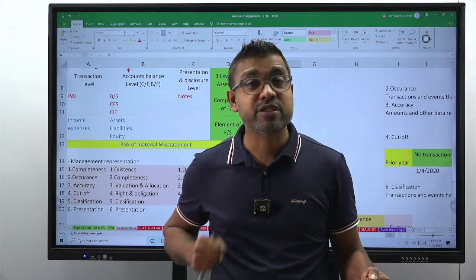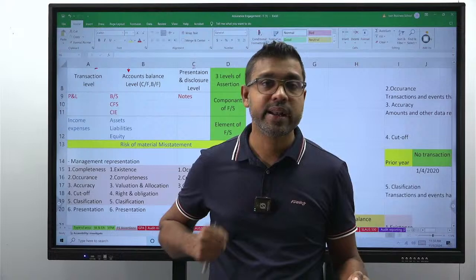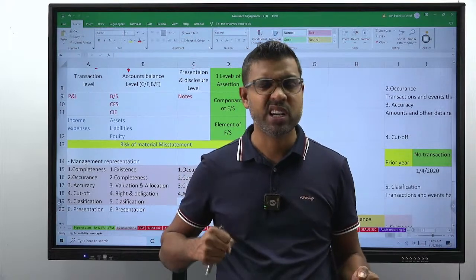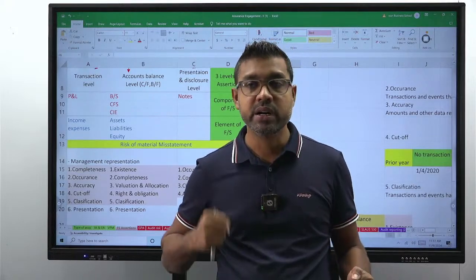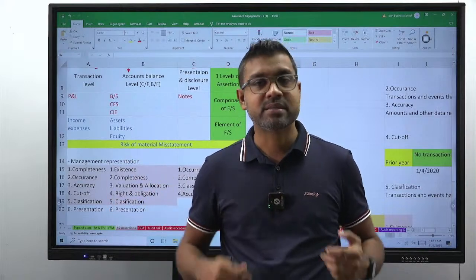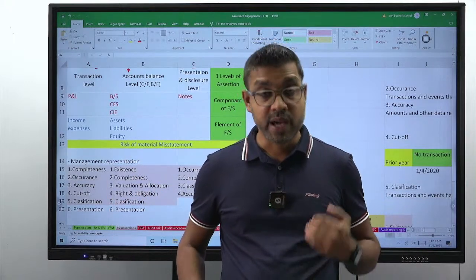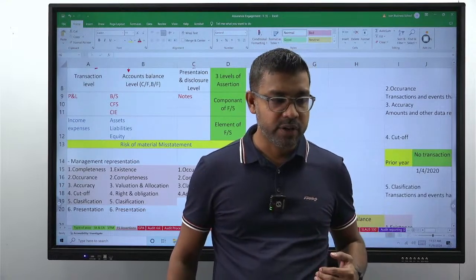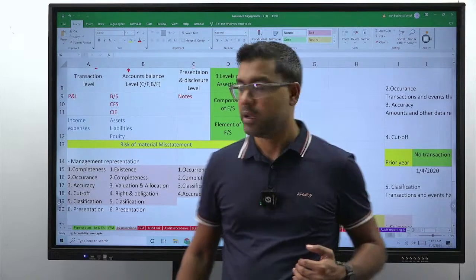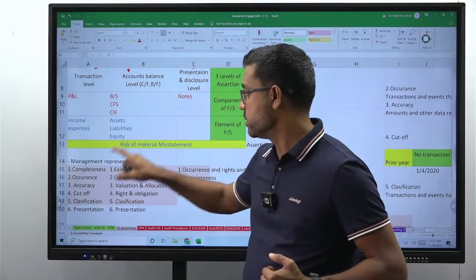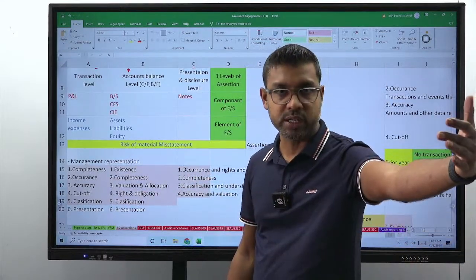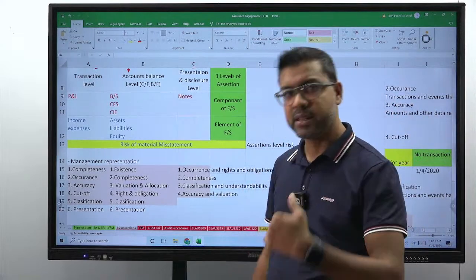Why? SLFRS 15 says for you to recognize revenue, risk and rewards, control over goods sold. Control is a very important word. Control should have been passed to your customer or buyer, but still goods are at your warehouse. Therefore, you have recognized revenue, but it's wrong. You cannot recognize revenue, which is a departure or non-compliance or risk. It's a misstatement. Why? You have recorded a transaction, but that has not occurred. That's what you need to understand. That's how you should audit.